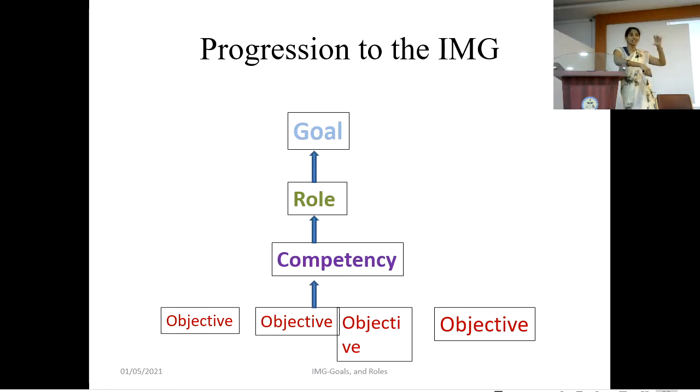This is how for each topic of each subject from MBBS phase 1 till the final year, the objectives are created. The objectives are specified to meet that particular competency. The competencies are designed in such a way that the five roles of IMG are met appropriately and effectively, ultimately to meet the goal of competency based medical education. Clear? So, this is the progression towards the IMG: objectives, competency, role and ultimately goal. Clear? Now, coming to the next part.